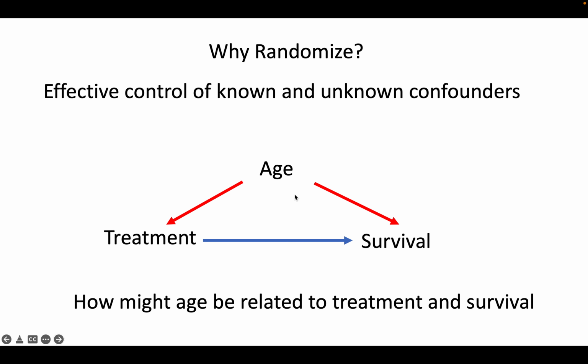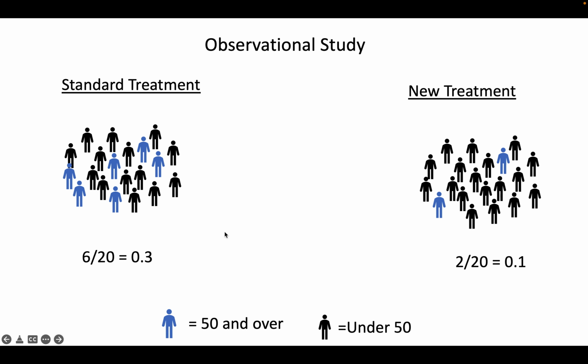So let's start with a known confounder. If we're looking at treatment, like a new cancer treatment versus the standard, and survival, and we think that age might be related to treatment and survival, let's think about why age might be related to the two. It'll help with visuals. So in this situation, the people who are blue are 50 and over, so they're older people, and the people colored black are under 50. In our standard treatment, it seems like we have more people over 50 than in the new treatment.